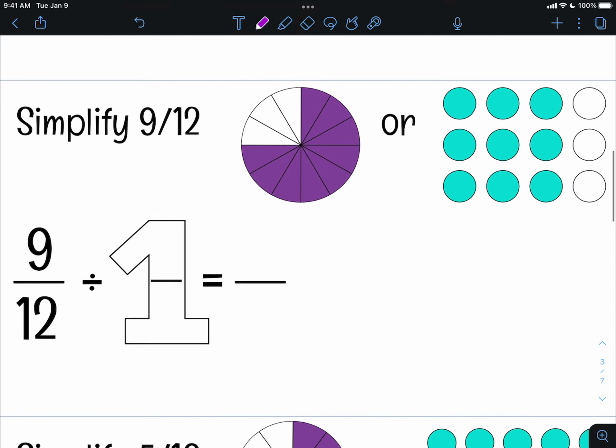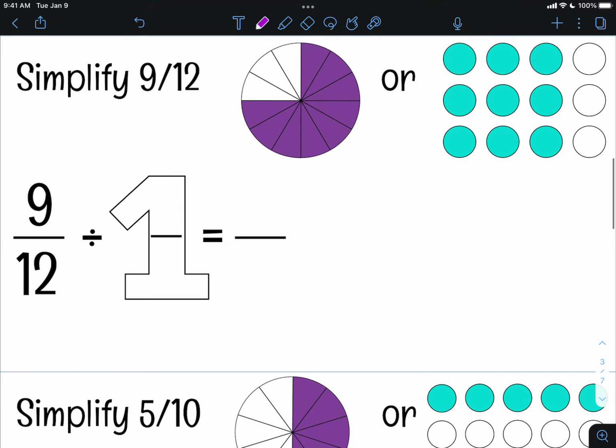All right, let's try another. Let's say we have 9/12. We're going to divide 9/12 by 1. These ones we can't divide by 2 though, because 9 is odd. How about 3? 3/3 is 1, but it helps us change what 9/12 looks like. If we look at the numerators, 9 divided by 3 is 3, and 12 divided by 3 is 4, 3/4.